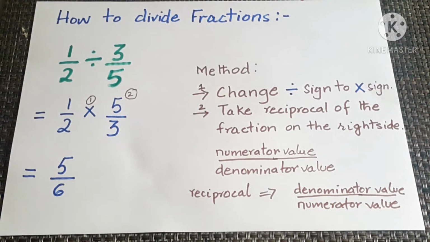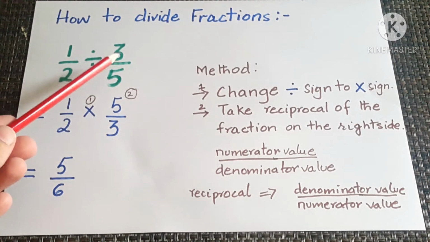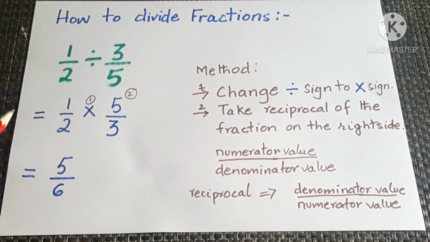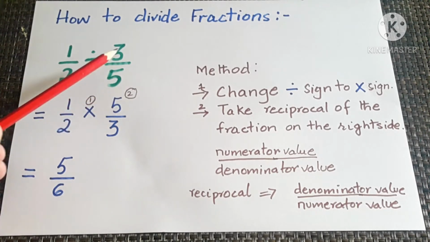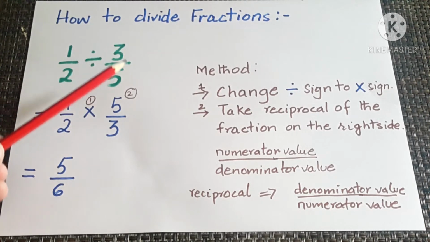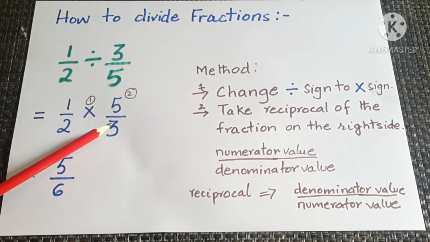How to divide fractions. Now here we have a question: 1 by 2 divided by 3 by 5. Now how will we divide it? For 1 by 2, we will change the sign of division into the sign of multiplication and we will take the reciprocal of this fraction. The value in the denominator will become the value in the numerator and the value in the numerator will become the value of the denominator. So 3 by 5 will be 5 by 3 by taking the reciprocal.